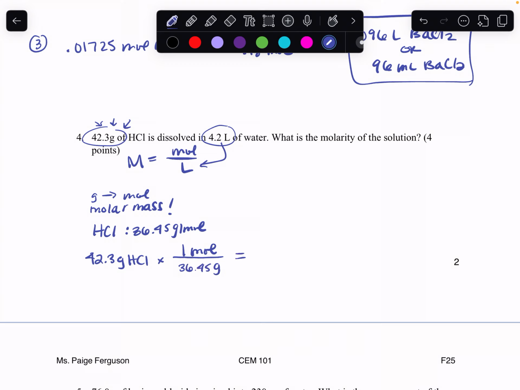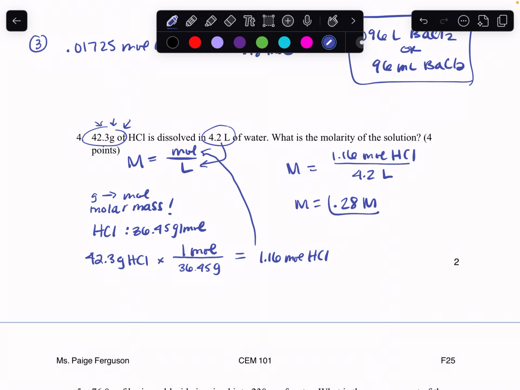And when I divide, I will get 1.16 moles HCl. So now I can take this, put it back into the numerator of my molarity equation, set molarity equals 1.16 moles HCl over 4.2 liters, and I get 0.28 molar.